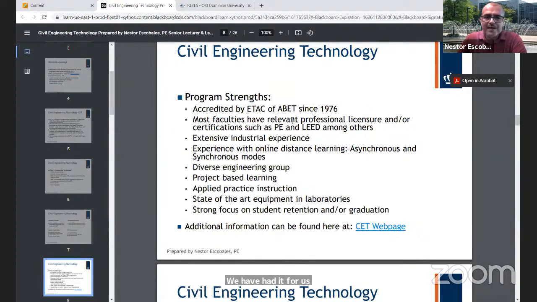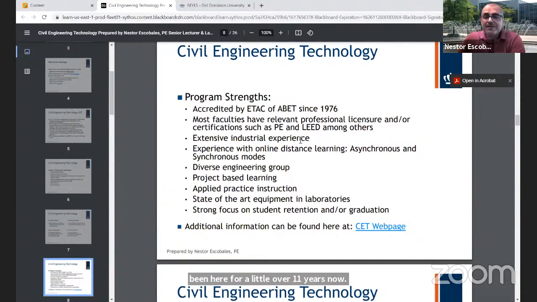Most faculty have relevant professional licensure and or certifications such as PE and LEED. So in engineering technology, you will likely see a lot of people with the license because for the most part, we came from industry before becoming a faculty member, which was the case with me. I was 12 years working in industry before I became a faculty member, and now I have been here for a little over 11 years now.